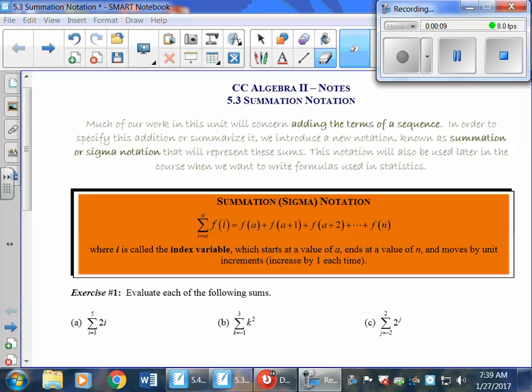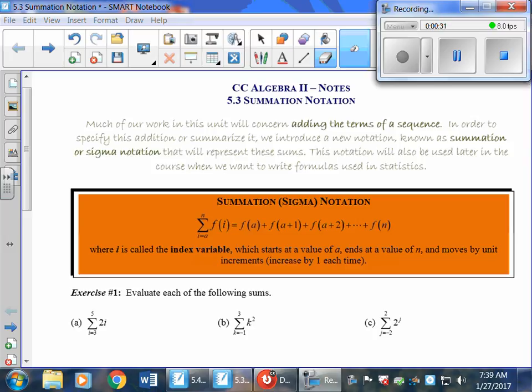Much of your work in this unit will concern adding the terms of a sequence. In order to specify this addition or summarize it, we introduce a new notation known as summation, or sigma notation, that will represent these sums. This notation will also be used later in the course when we want to write formulas used in stats.